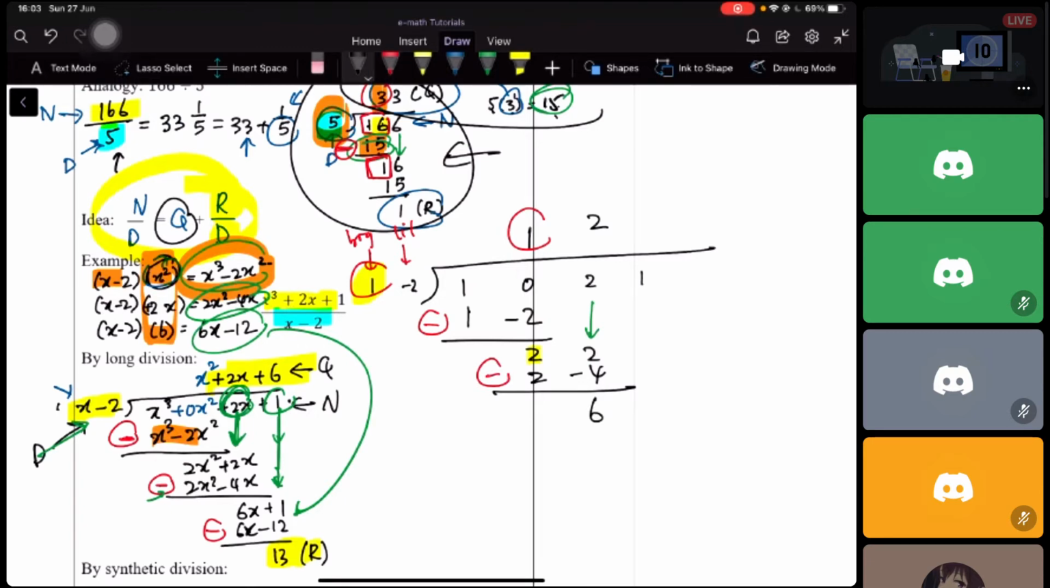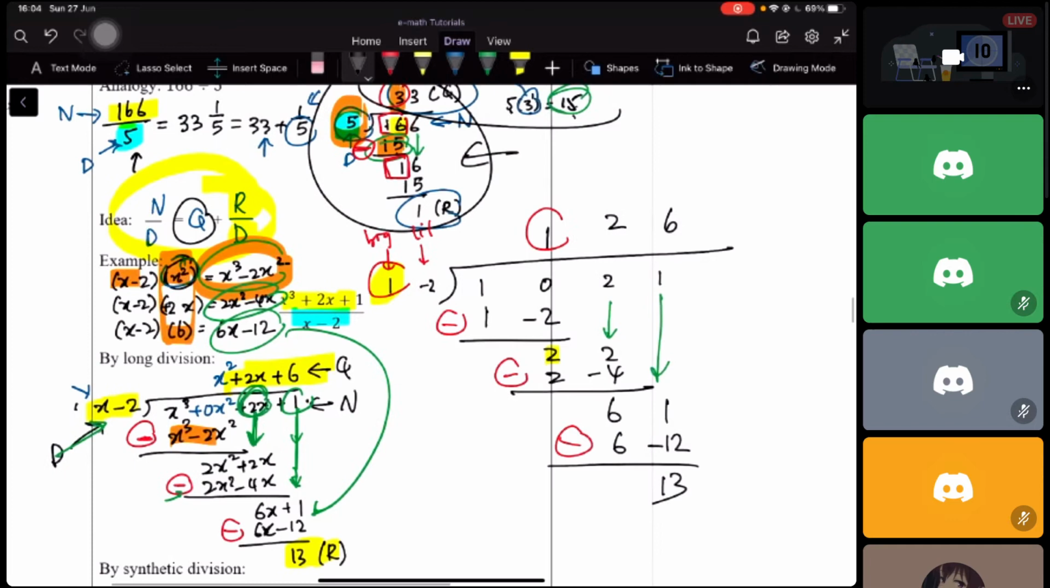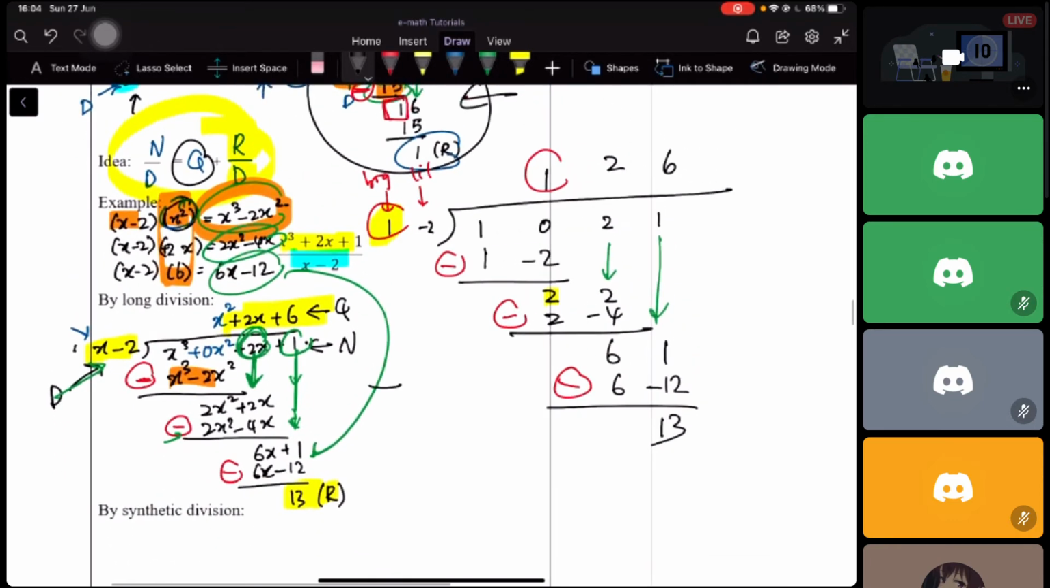Another new boss, bring down his smallest brother. His youngest brother, bring down the 1. Big brother, go fight the boss. 1 times 6 is 6. 6 times negative 2 is negative 12. What do you do? After you defeat the boss, you eat the boss and you shit. 13. Do you notice that this is exactly the same thing as what we did here?